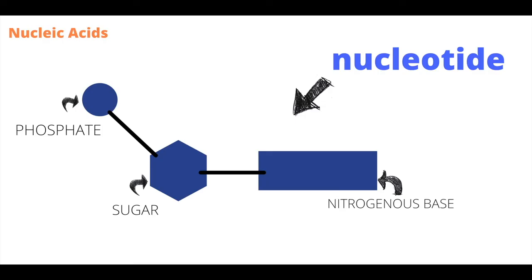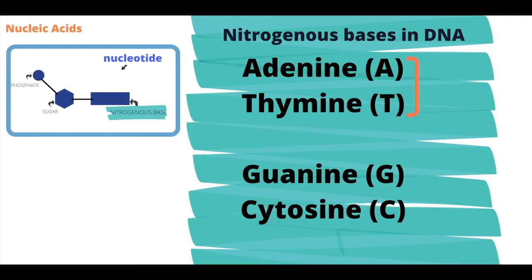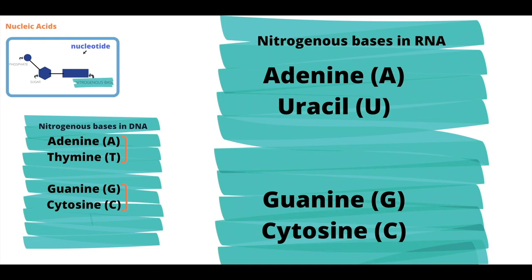The nitrogenous bases in DNA are adenine, thymine, guanine, and cytosine. Adenine and thymine always pair together, and guanine and cytosine always pair together. Now let's take a look at the nitrogenous bases in RNA. We have adenine and uracil, guanine and cytosine. So adenine and uracil pair together, and guanine and cytosine pair together.